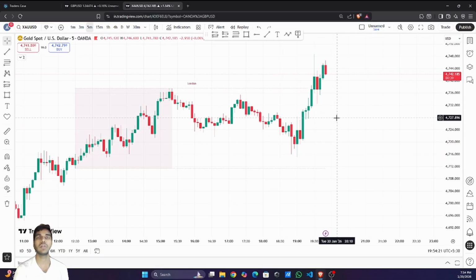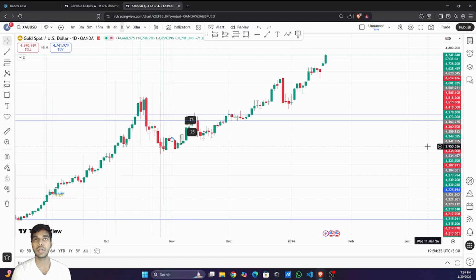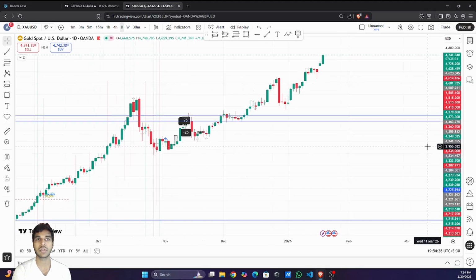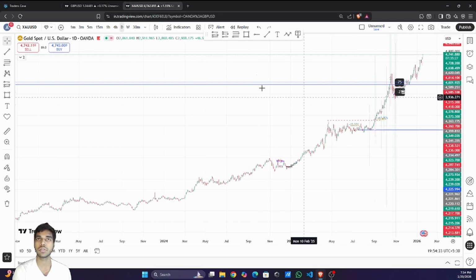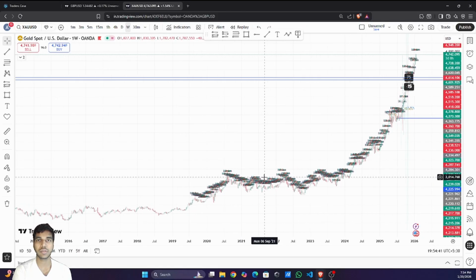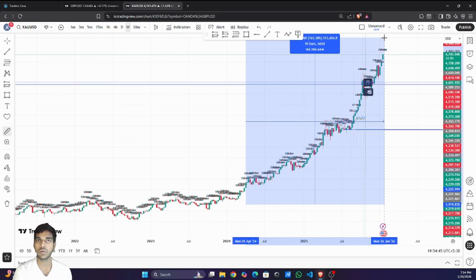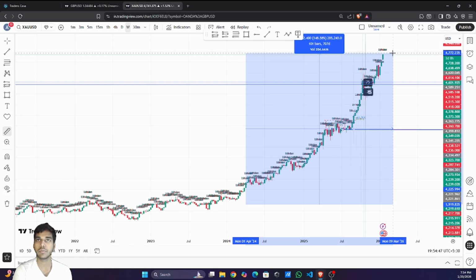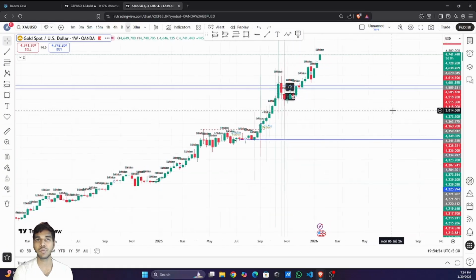And for gold, gold is just going crazy. Like, look at this move from here to here, almost in weekly. Let's see. Gold is like, what to say now? It has almost 1.5x in 2 years, less than 2 years. It is a very, very steep move.